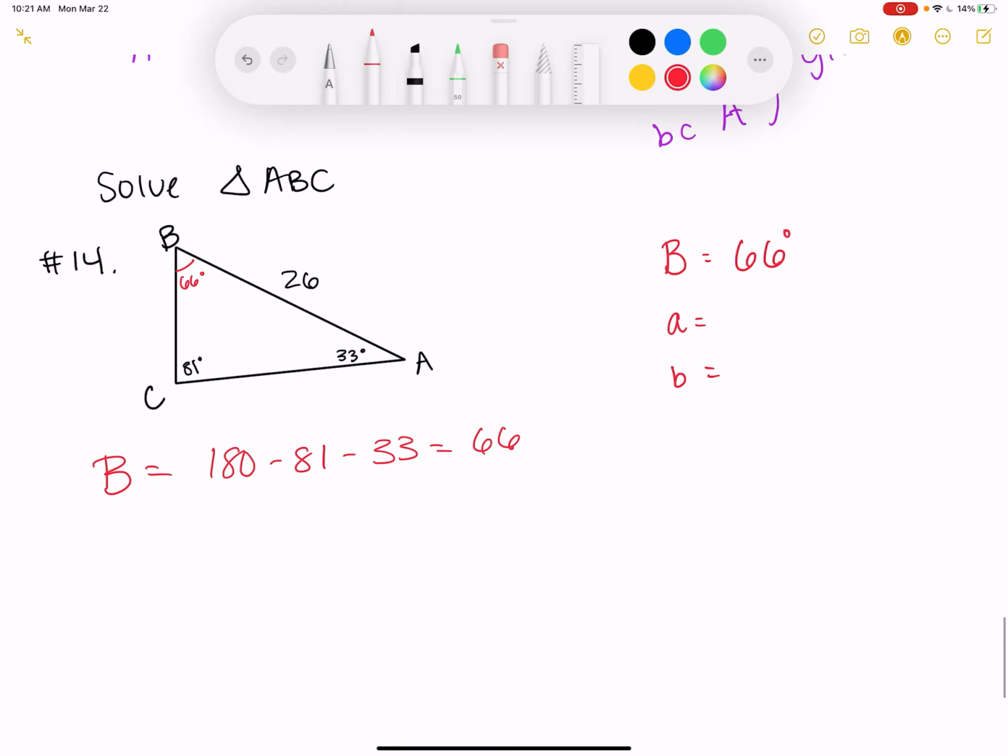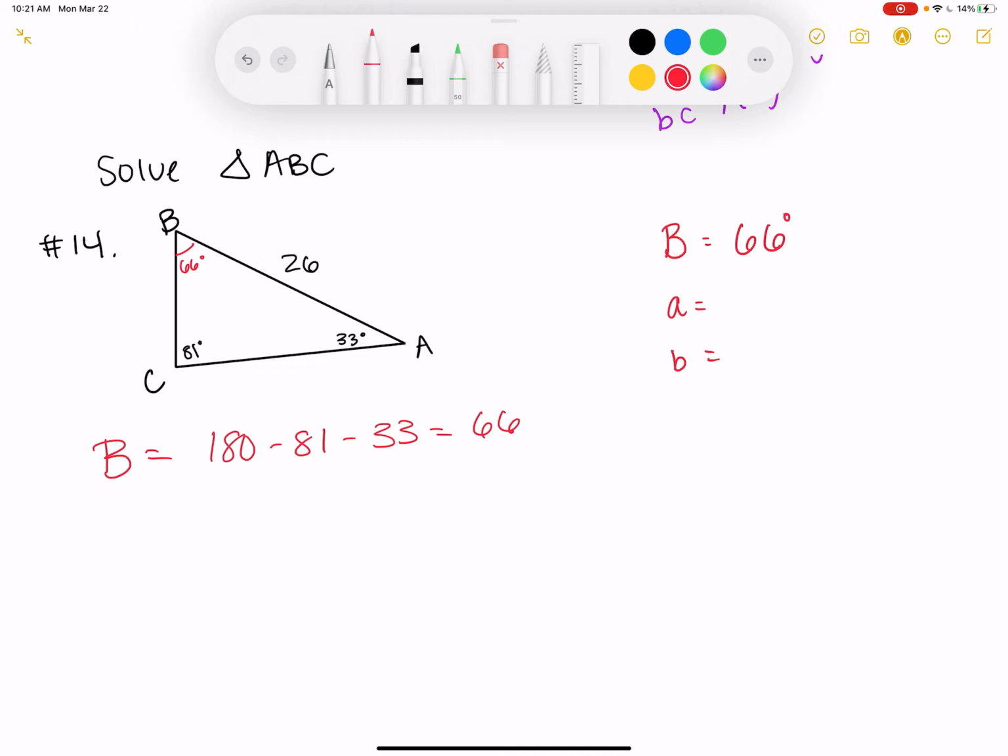Okay, so how do I go about finding side A and side B? You do either sine, cosine, or tangent, depending on which one. But doesn't it have to be a right triangle though? No, it doesn't have to be a right triangle. I learned that one.